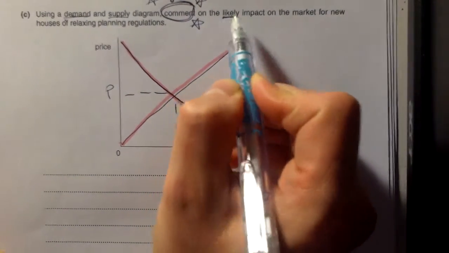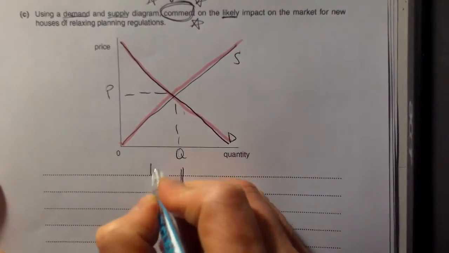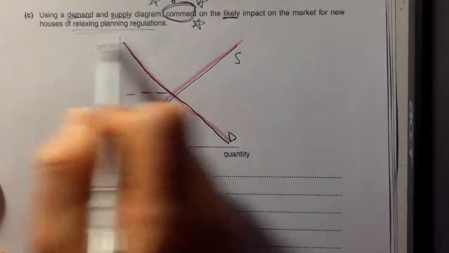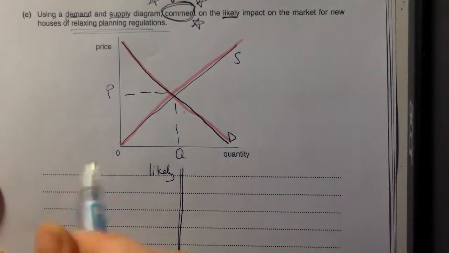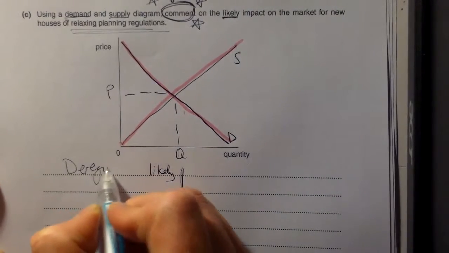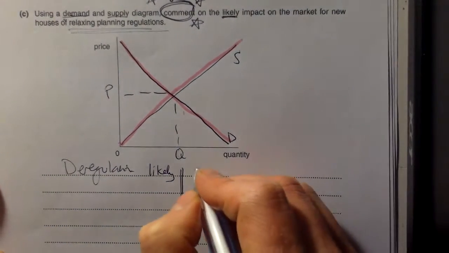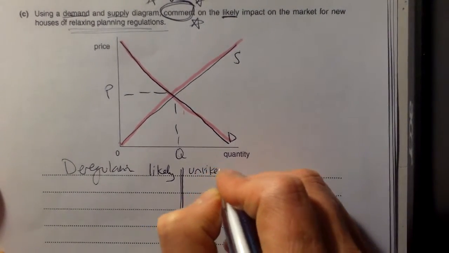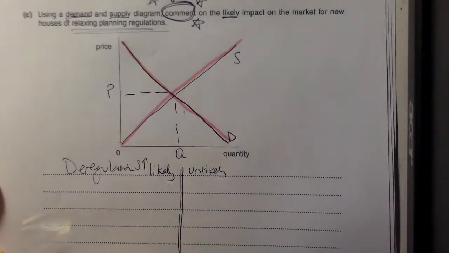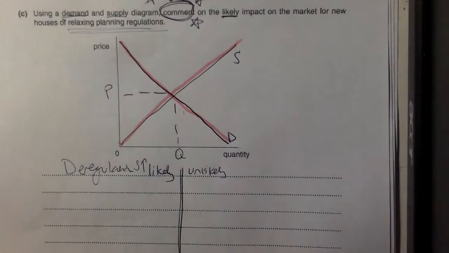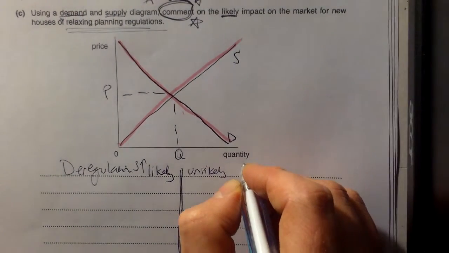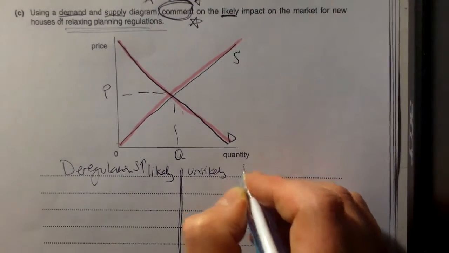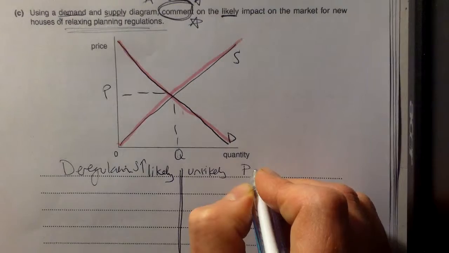On the likely impact, so again the AO3 is the likely impact on the market for new houses of relaxing planning regulations. So deregulation is the one side, what should happen to the market, and on the other side is that that won't happen. So I suppose an unlikely. Now what should happen, or what is likely, is supply will rise. So we've got to think of reasons why supply might not rise, or might not rise to the same extent, or that the change in price and quantity that we think are going to happen don't happen.